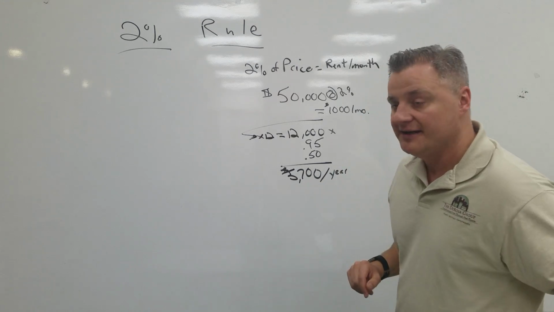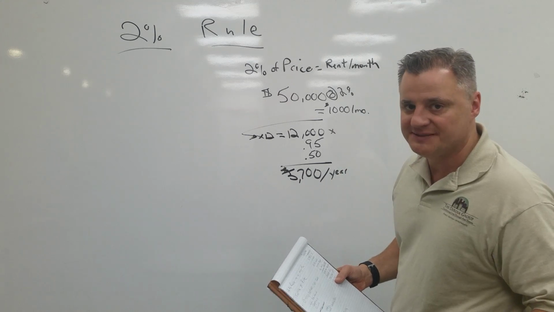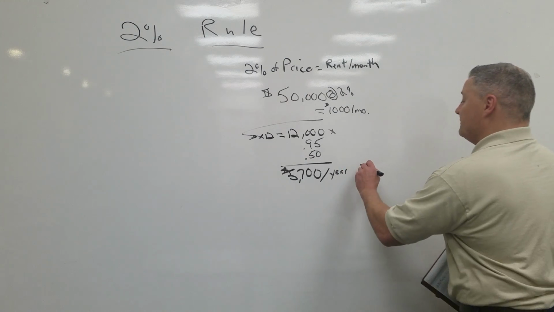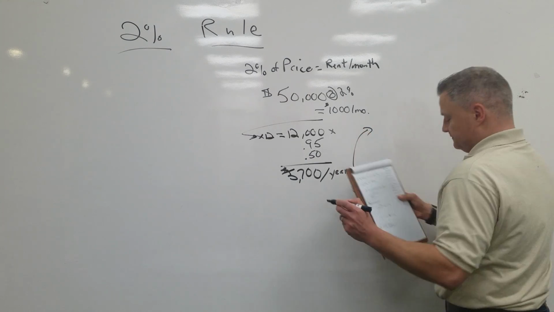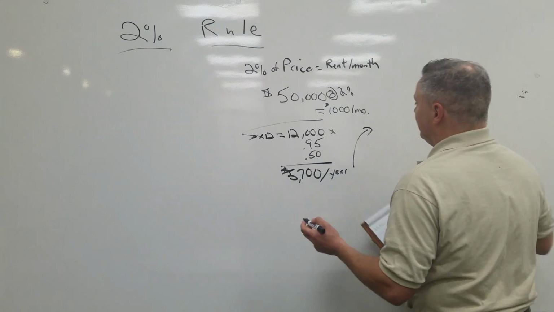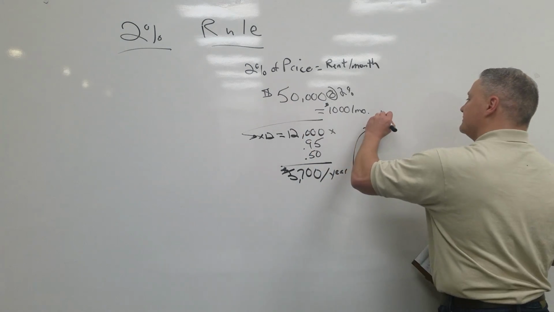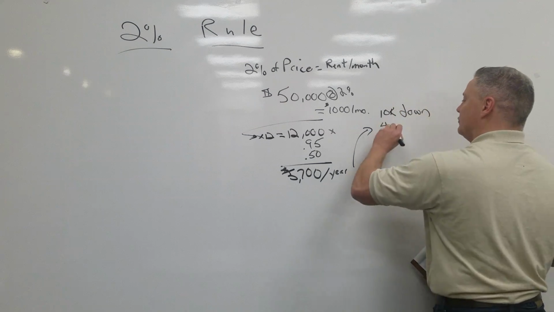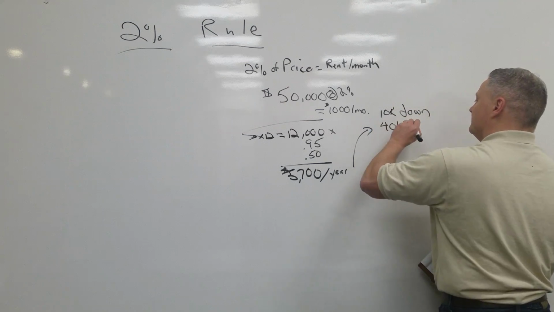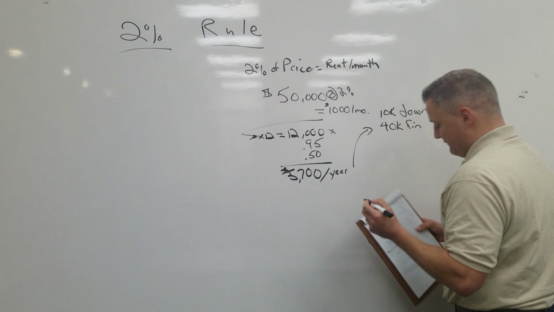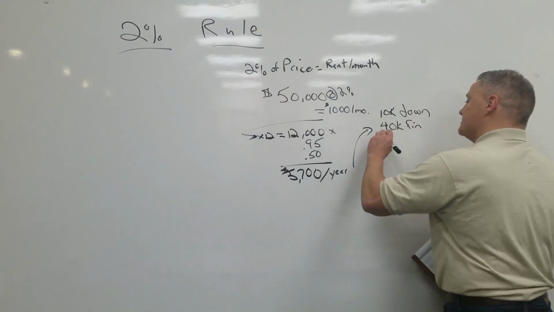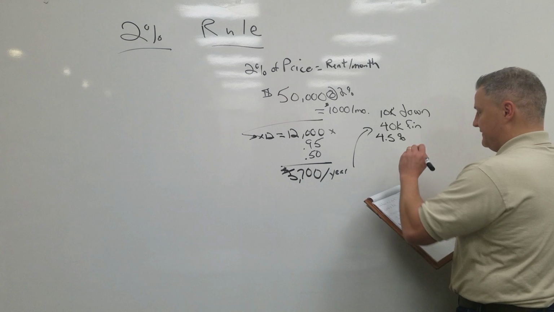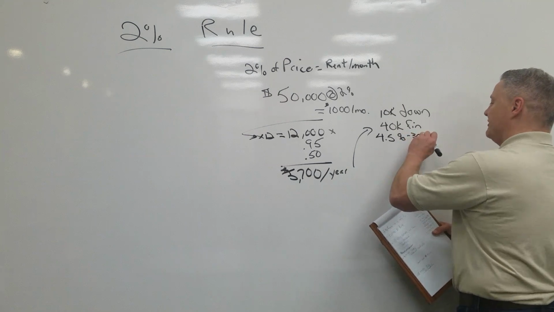But it doesn't stop there. Let's go a little further and apply some debt to this and see what kind of cash flow you make at the 2% rule, okay? Now, I take this, and let's say I lay $10,000 down of this, and I finance $40K, okay? $40K financed at 4.5%, okay, on a 30-year mortgage or 30-year amortization.